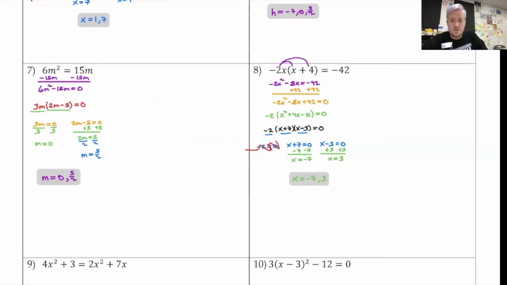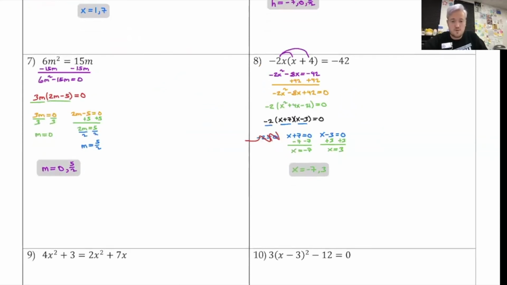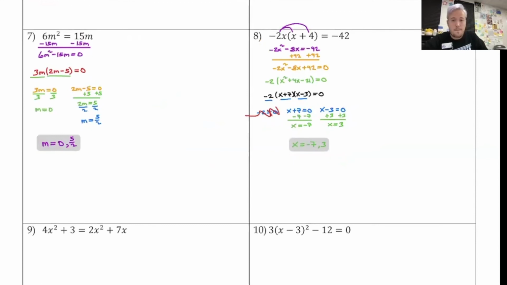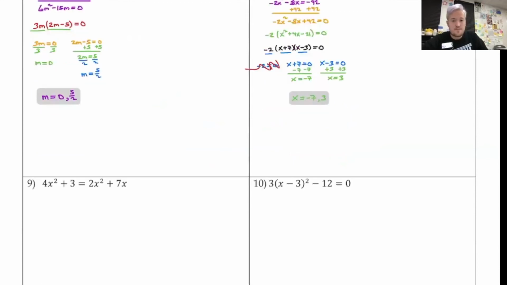All right, so this is really just a fancy way of solving equations, which we've already done. We're just doing it in the quadratic equivalent. All right, number 9. We're almost done, 2 more.